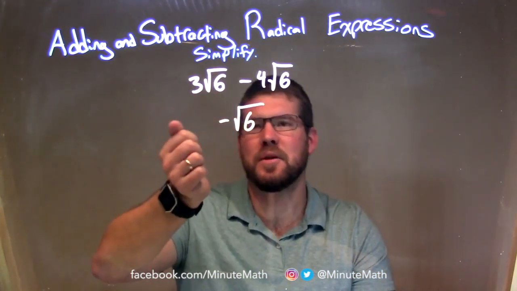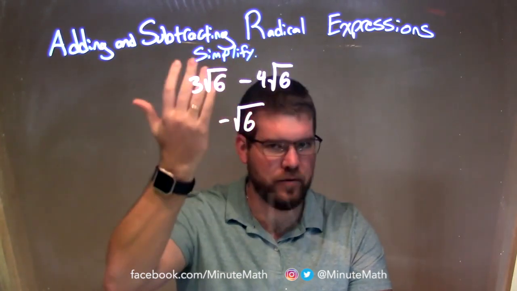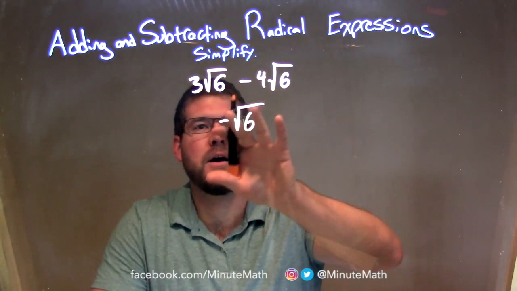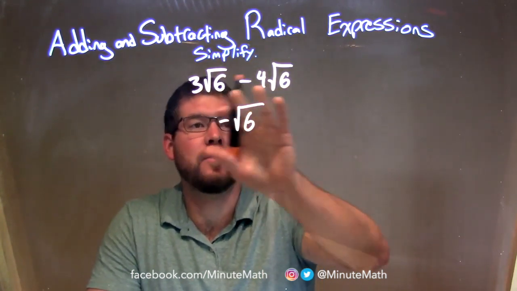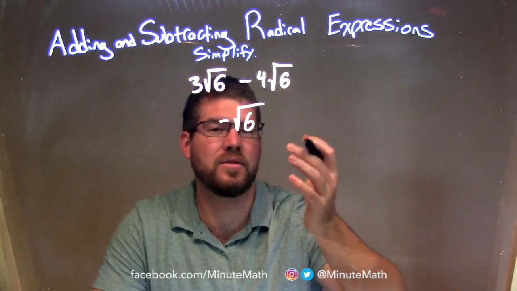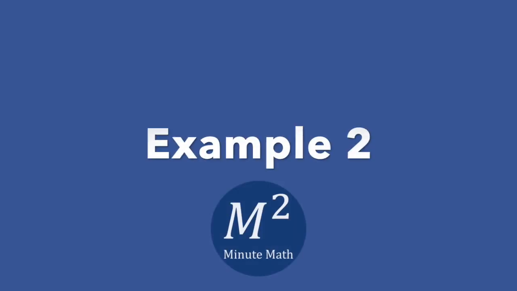If you imagine square root of 6 is almost like an x, I know it's not, but if it was 3x minus 4x, it would be a negative x, it would be done. But it's not just a variable itself, it's a set value, but they're the same. So 3 times square root of 6 minus 4 square root of 6 is just a negative square root of 6. That's it.